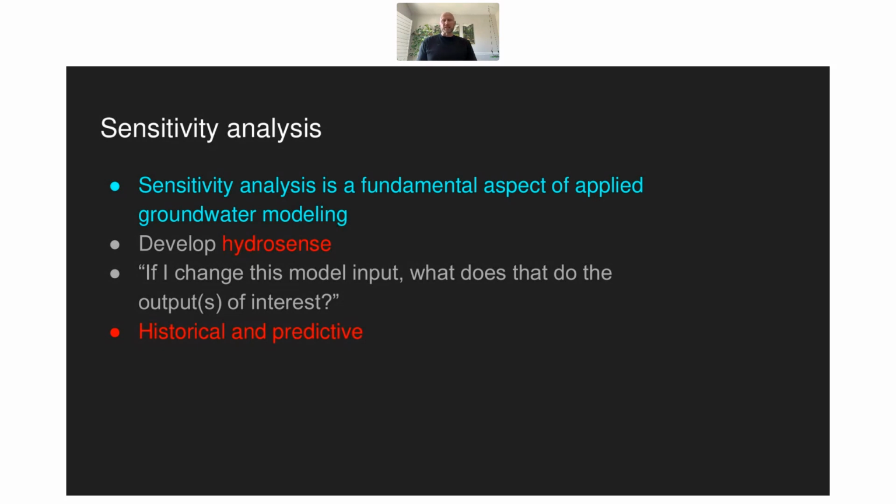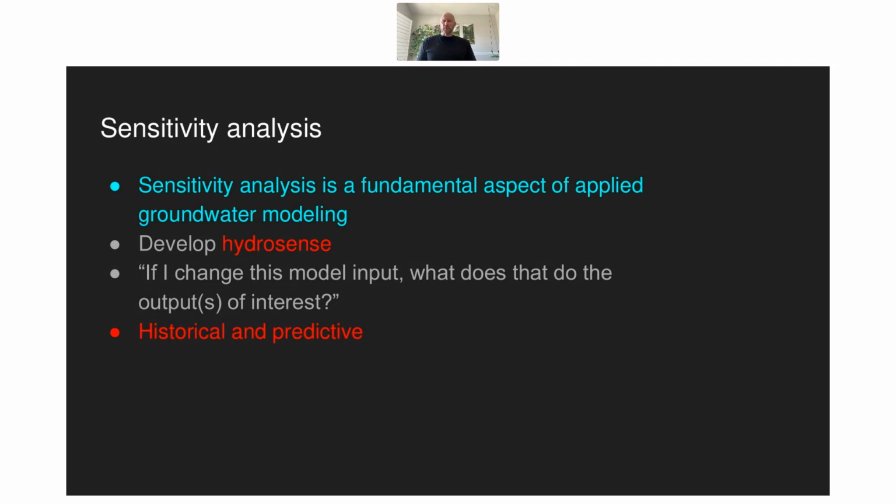How does changing this parameter affect the objective function? But I think a much more important form of sensitivity analysis is the sensitivity analysis that's about the prediction, the outputs from a scenario. If I change recharge, how does that change the scenario outputs that people are paying me to make this model for? So two types of sensitivity analysis, both with respect to the past and with respect to the future.